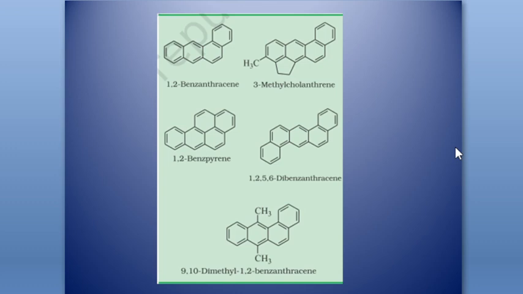These are some aromatic compounds, polyaromatic compounds. 1,2-benzanthracene. Next one is 3-methylcholanthrene. Next one is 1,2-benzpyrene. Next one is 1,2,5,6-dibenzanthracene. Last one is 9,10-dimethyl-1,2-benzanthracene.